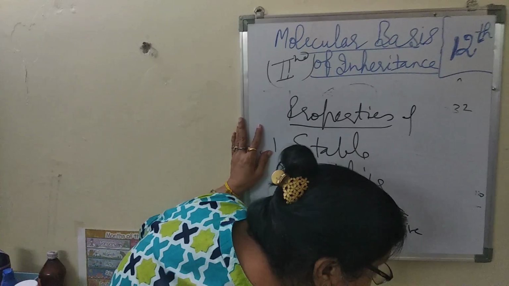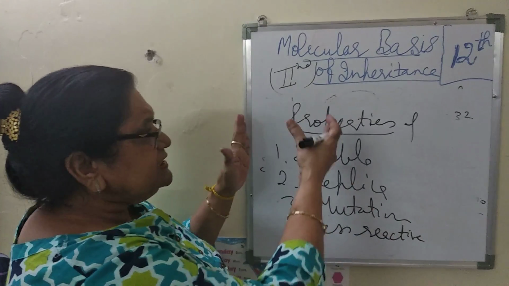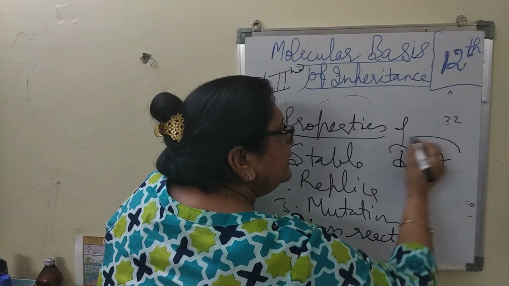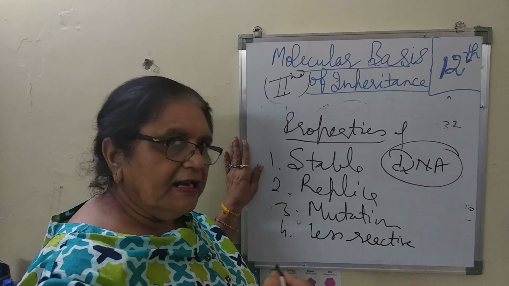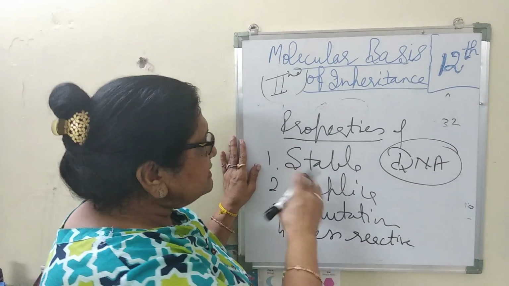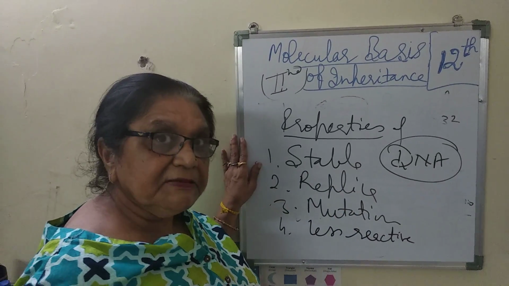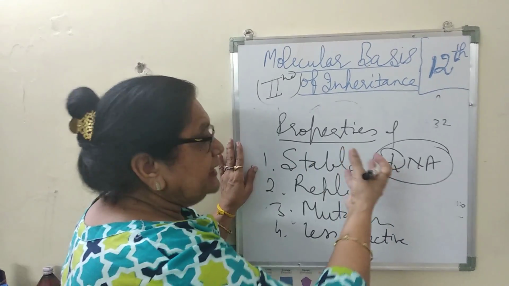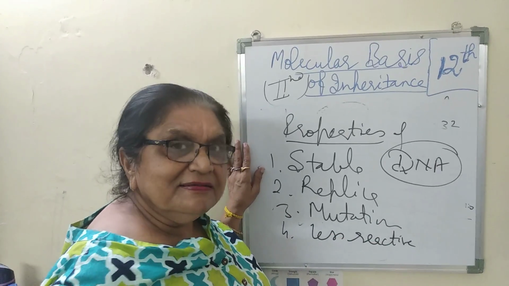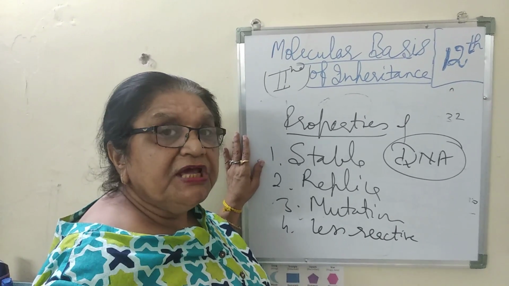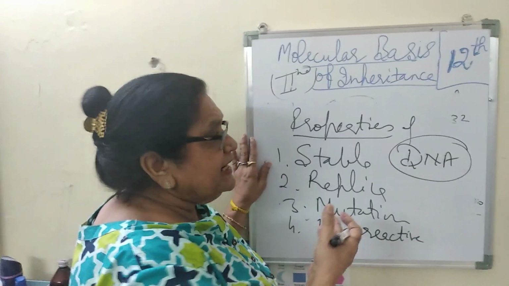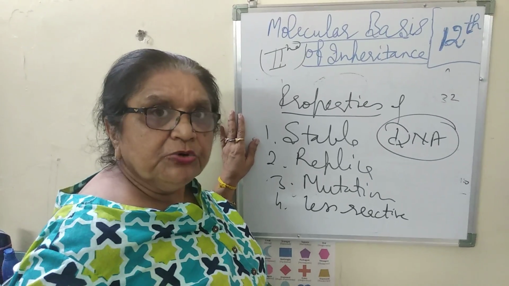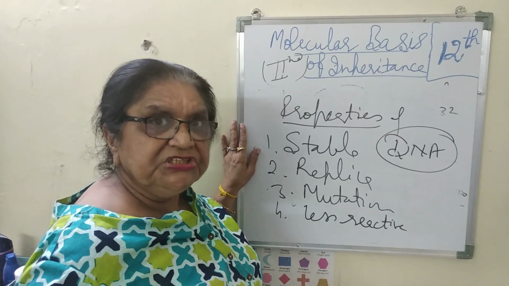So these are the properties present in DNA. RNA also has these, but it is unstable. It is more reactive than DNA. DNA is double-stranded, but RNA is single-stranded. RNA mutates very fast, but DNA mutates at a slow rate. They show mutation, but at a slow rate. Mutations are sudden changes.